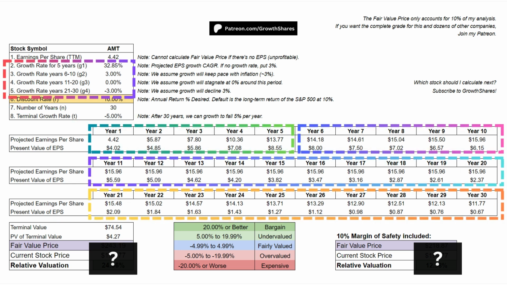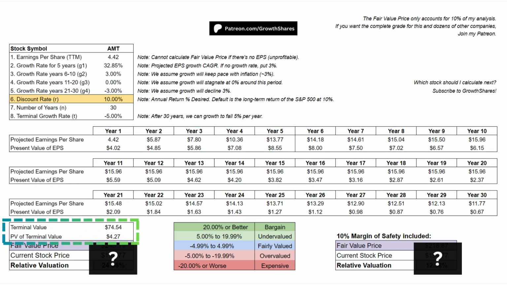Once we plug in these 8 data points, we can project out the earnings as well as what its present value would be for 30 years. If we have a positive earnings growth rate, the EPS will rise for the first 5 years and then slow starting at year 6, and then drop to 0% at year 11 and fall 3% at year 21. What we get is the stock's terminal value, which projects earnings after 30 years. The present value of the terminal value simply discounts that terminal value to the present day. That's how we then get our fair value price, subtracting the terminal value by its present value.